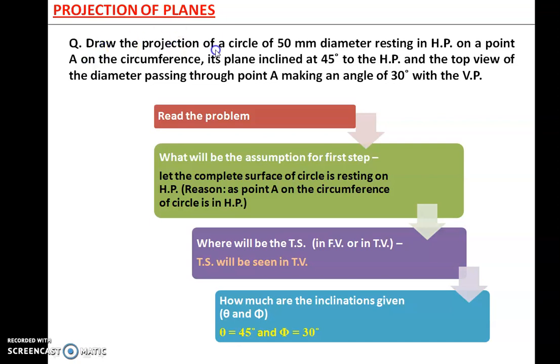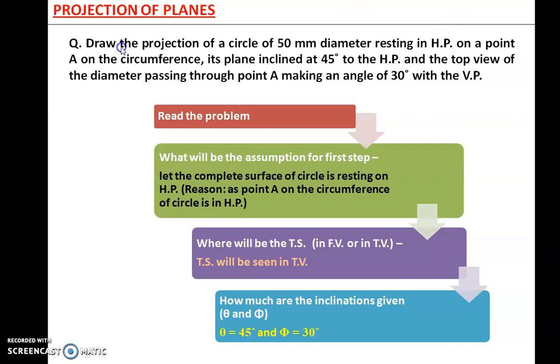Draw the projection of a circle of 50 mm diameter resting in HP on a point A on the circumference. Its plane inclined at 45 degree to the HP and the top view of the diameter passing through point A making an angle of 30 degree with VP. So this is the given thing.